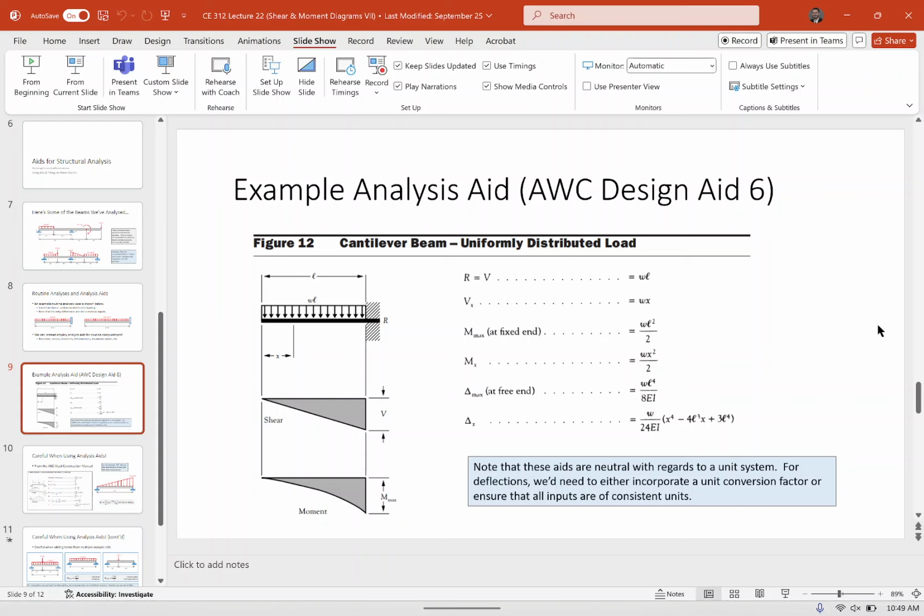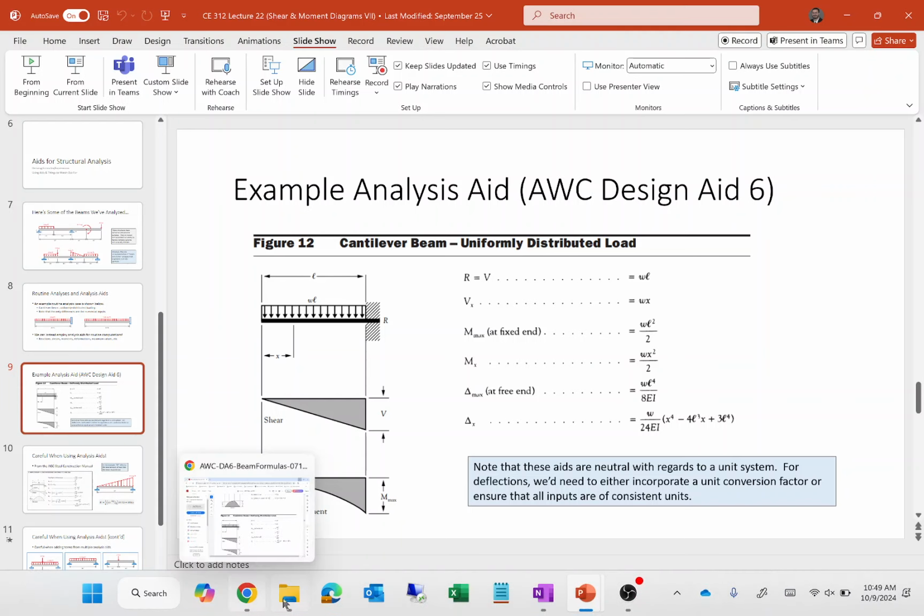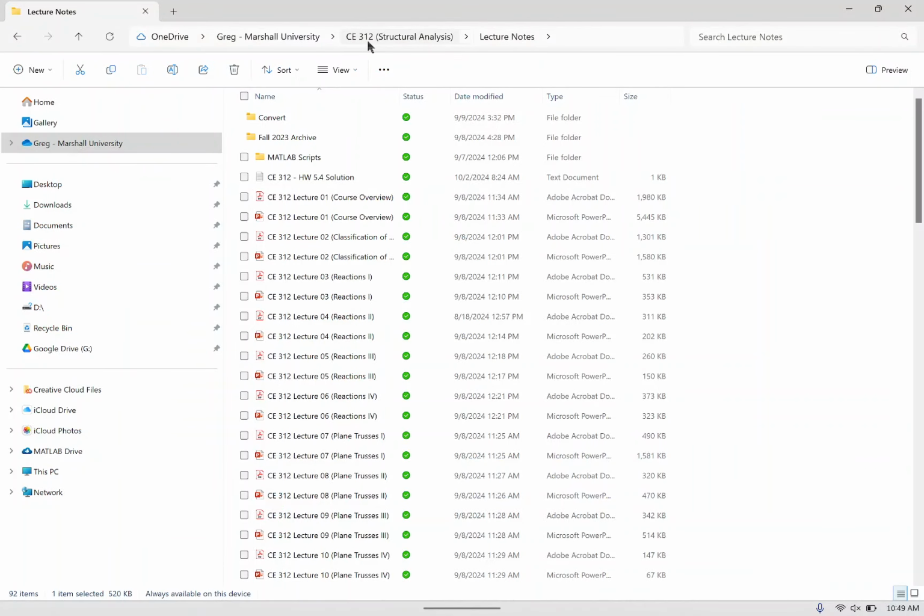The one thing we haven't discussed yet is the deflections, and we can talk about that later. We haven't even talked about beam deflections at all, but we'll get to that. What do you think?